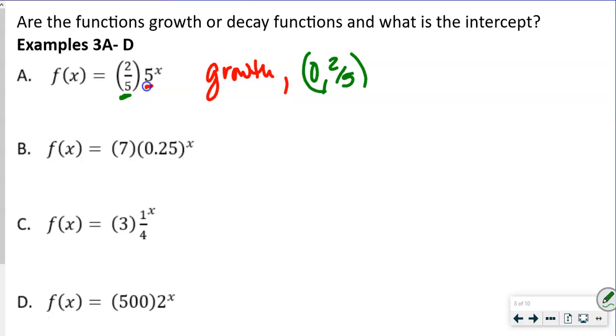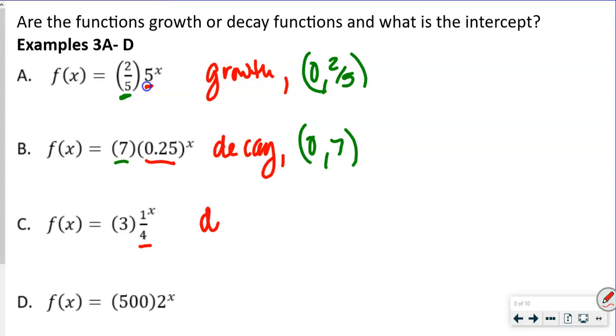All right, so on the next one, same thing. So this is going to determine whether it's growth or decay. That's a decimal. So this is going to be decay, right? And again, if we're looking at where it's going to intercept the y-axis, this is going to be 0, 7. All right, look at this one. This is 1/4. So this is another decay function, again, because it's between 0 and 1. It's a fraction or decimal. And then our intercept, again, is going to be 0, 3.